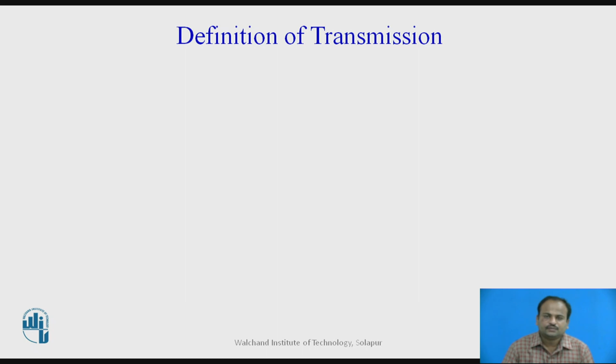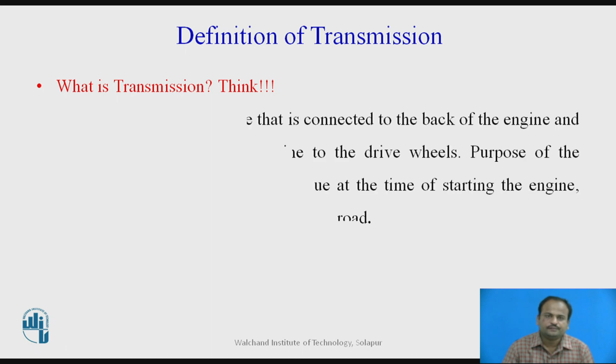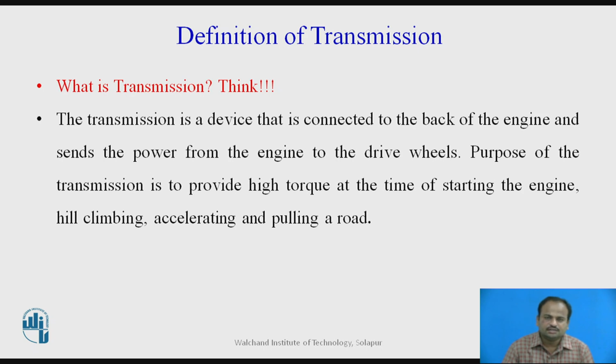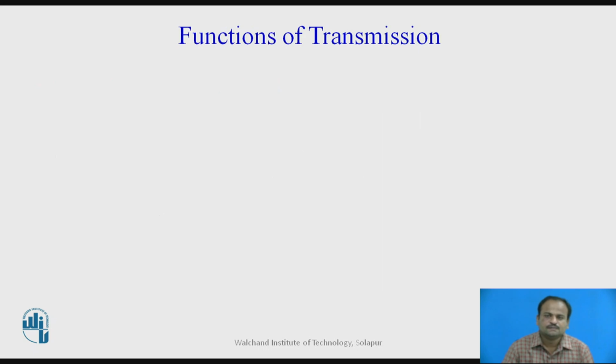Definition of transmission. Before going to definition, please tell me what is transmission. The transmission is a device that is connected to the back of the engine and sends the power from the engine to the driving wheel. Purpose of the transmission is to provide high torque at the time of starting the engine, hill climbing, accelerating and pulling on a road. So this is what the transmission system is.